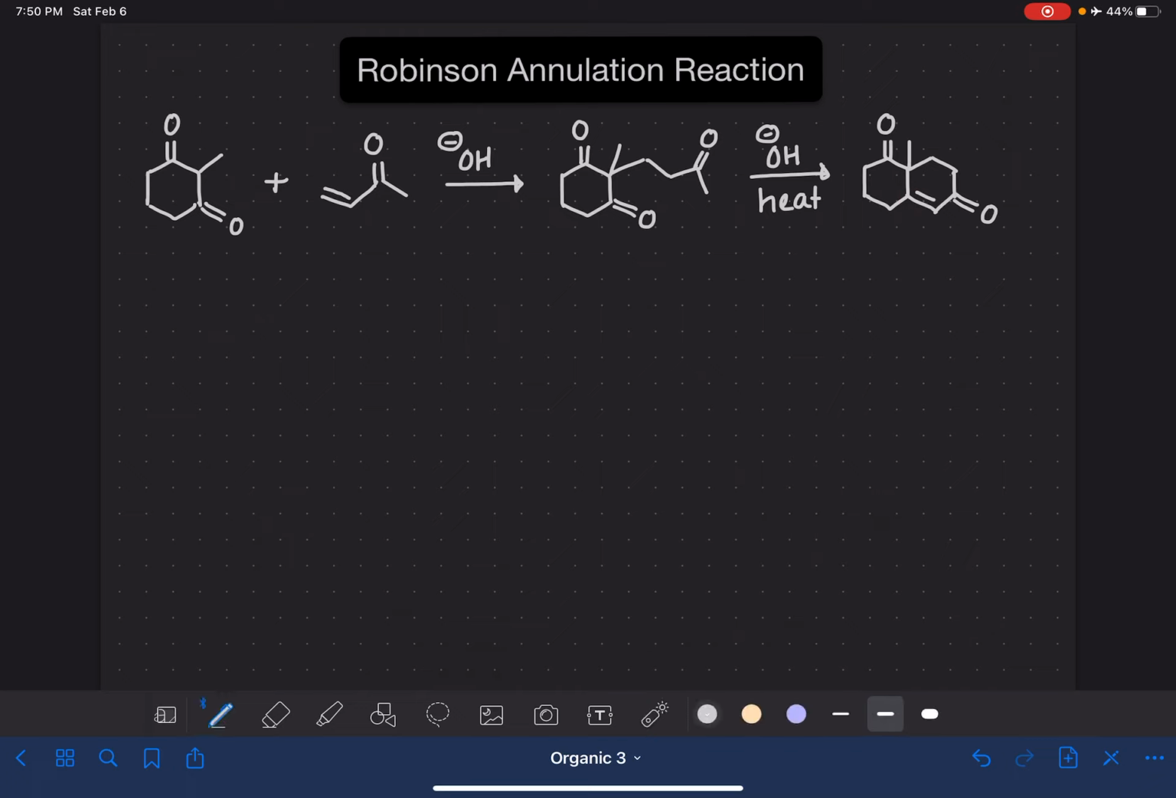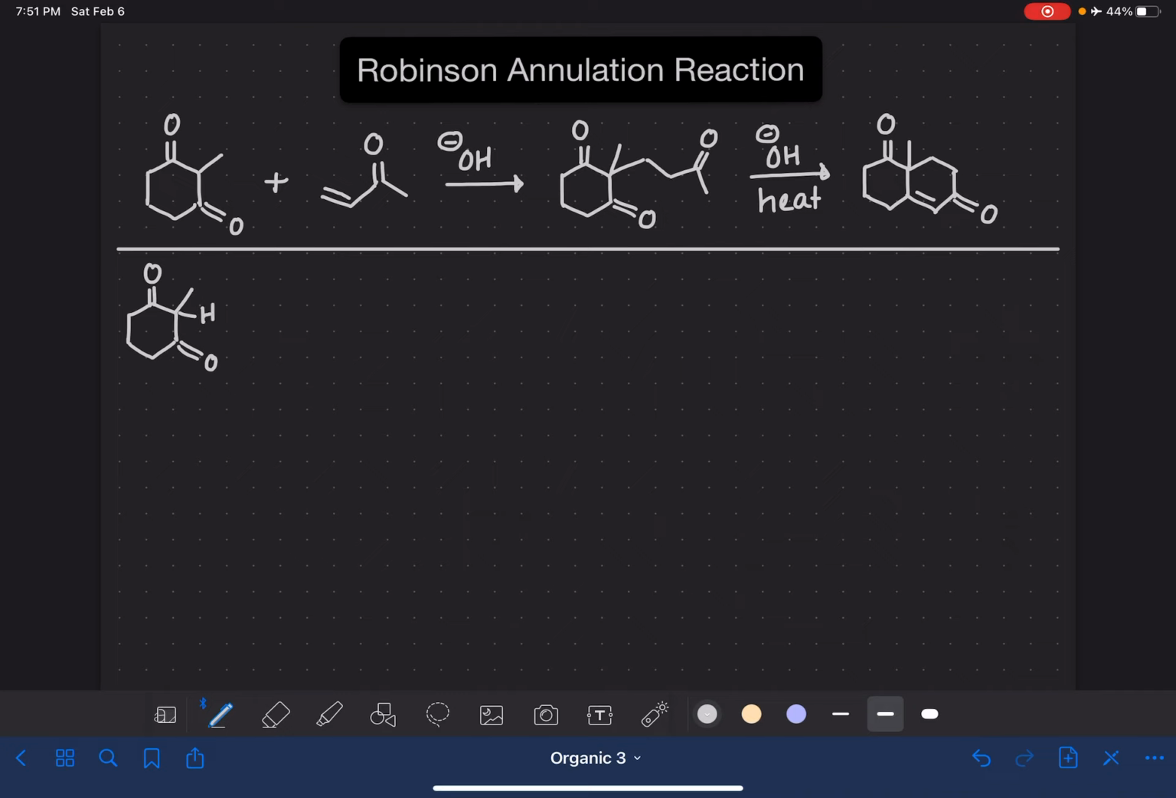If you'd like to see the mechanism of this reaction, I am going to attempt to draw it in the space below. It's a pretty long reaction. Hopefully I don't lose any carbon atoms or forget any steps along the way. The first part of the reaction is forming the enolate with our strong base, hydroxide. We're just going to grab that hydrogen and put a lone pair of electrons on the alpha carbon in between the 2 carbon-oxygen double bonds.